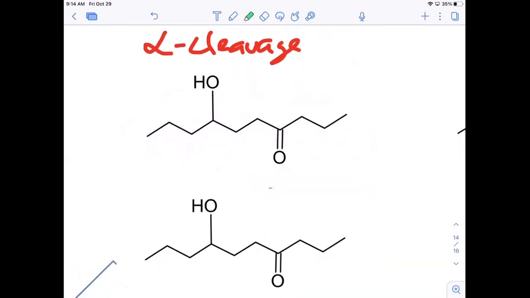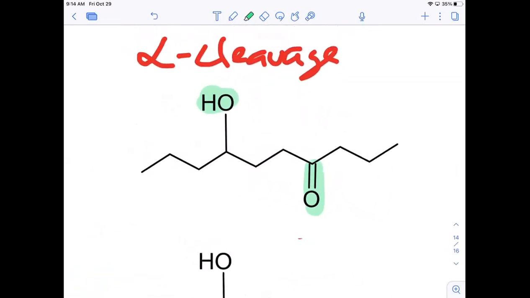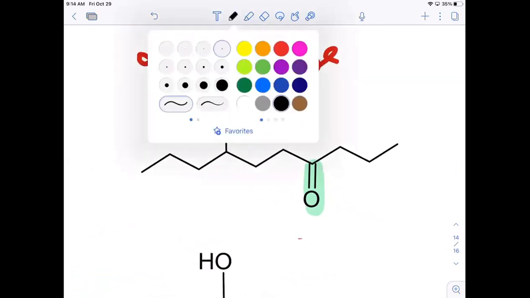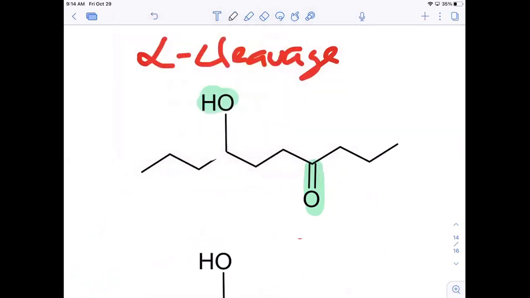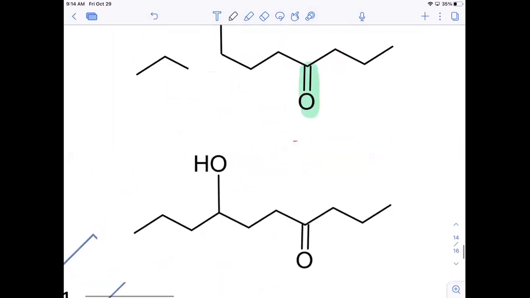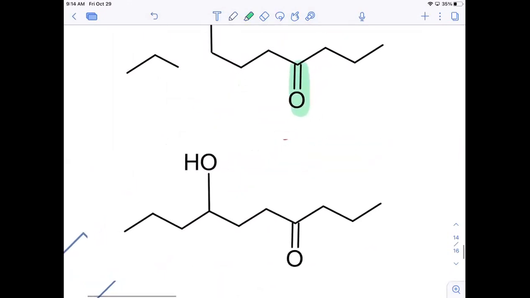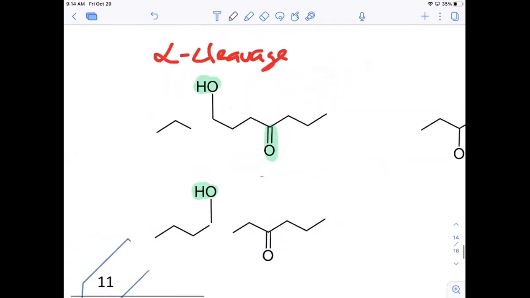So if these are my functional groups and I want to do alpha cleavage, I'm going to cleave here. Let me do that again. I'm going to take that bond out. So those are my 2 fragments. If I do alpha cleavage on the other side of the alcohol, then this bond is breaking. So those are my 2 fragments. That's how you go about the fragmentation pattern.